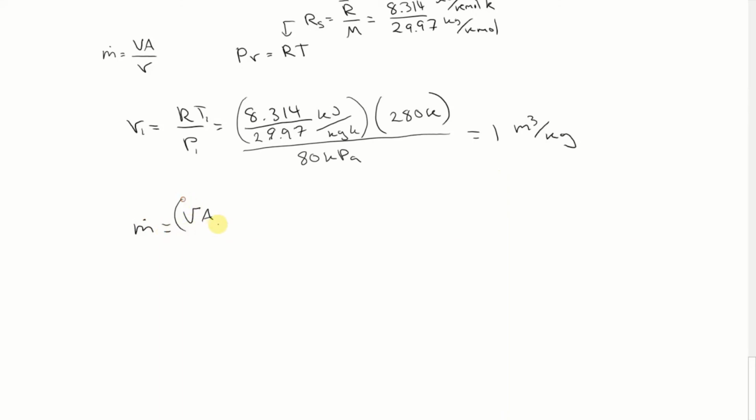That means that our mass flow rate, which is true everywhere, is equal to our volumetric flow rate at state 1 divided by our specific volume at state 1. Since our volumetric flow rate was 60 meters cubed per second, our mass flow rate will simply be 60 kilograms per second.